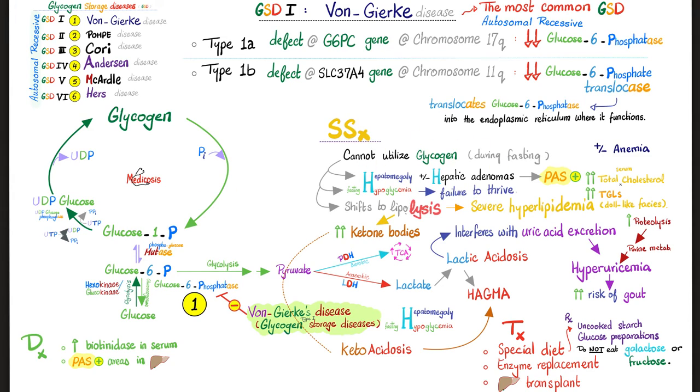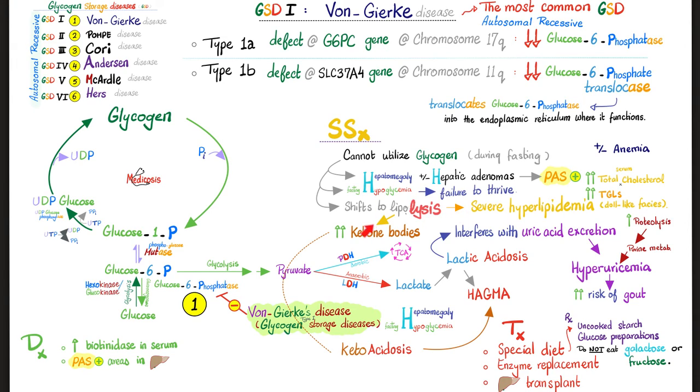Hepatomegaly, hepatic adenomas, all of this stuff is PAS positive because it loves sugar. During fasting, hypoglycemia, therefore failure to thrive. When I cannot utilize carbohydrates as a source of energy during fasting, I will have to shift to something else, like fat. Lipolysis will take place, causing hyperlipidemia, hypercholesterolemia, hypertriglyceridemia, and doll-like faces because of all the fat dysfunction.